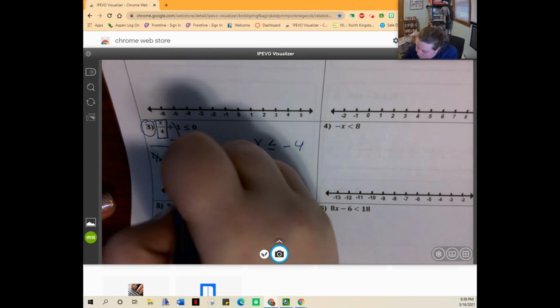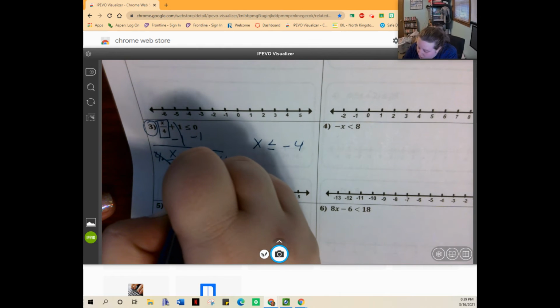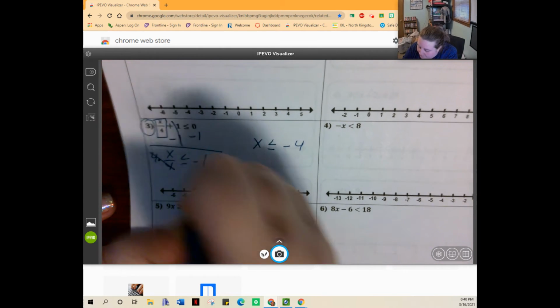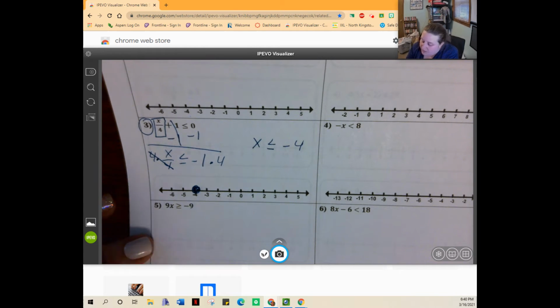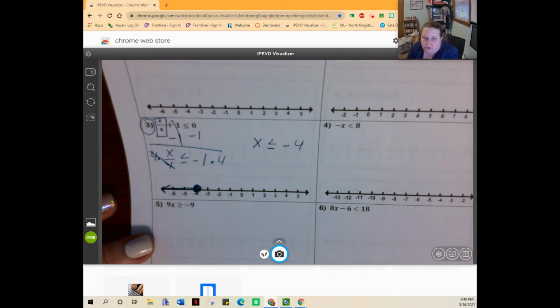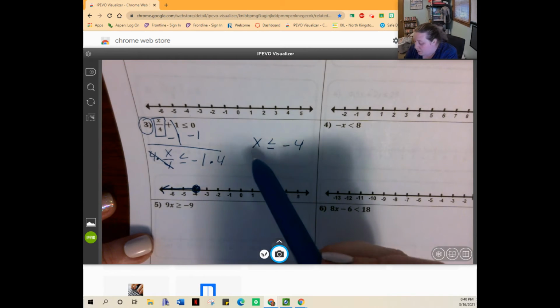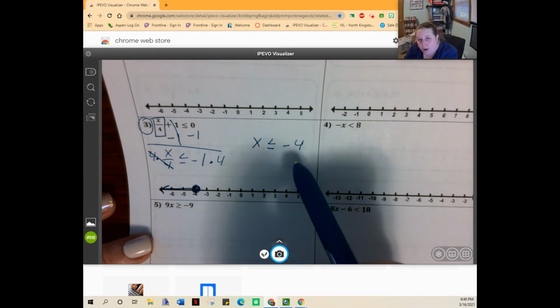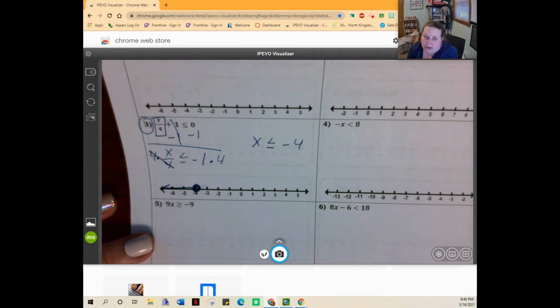So now I go and graph it. So I'm going to automatically put a circle on negative 4. I know it has to be closed because it's less than or equal to, meaning negative 4 is included. And because it's less than, it's going to be going to the left, including numbers that are smaller than negative 4. And I also know that this is in the correct order of variable, inequality symbol, and number. So this is facing the direction my arrow should be. Okay.